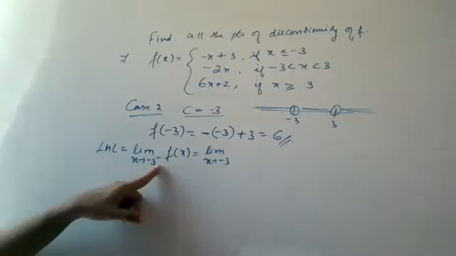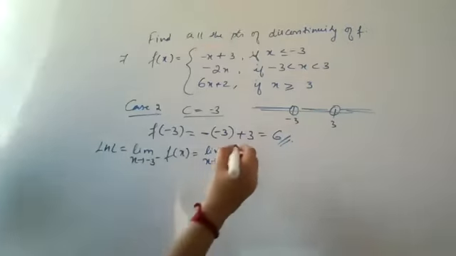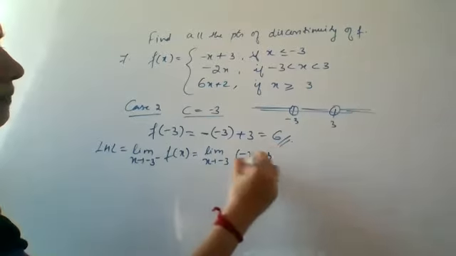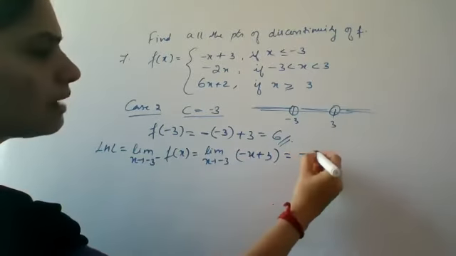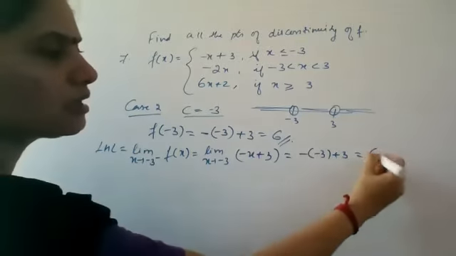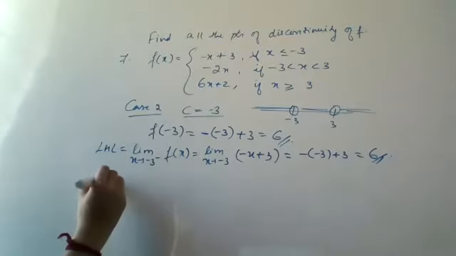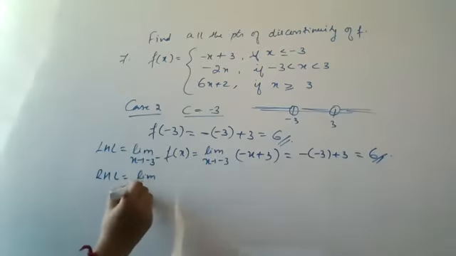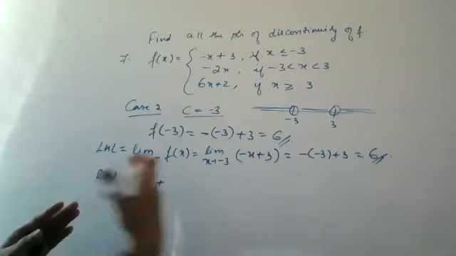Now I'm substituting the value. What is the function on the left hand side of minus 3? This is the value, right? So the function value becomes minus x plus 3. Again, you have to replace your x with minus 3. So you have minus of minus 3 plus 3. Again, plus 3 plus 3. Getting how to do? Now RHL will be limit x tends to minus 3 plus, minus 3 right side.